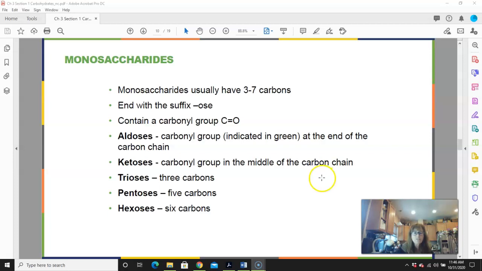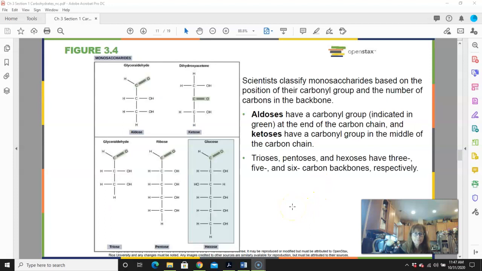We can also classify it in terms of the number of carbons. This is where that information you learned earlier is helpful. If it has 3 carbons, it could be called a triose. If it has 5, it could be called a pentose. If it has 6, it could be called a hexose, etc. So all of these ways are classifying sugars, and what we're looking at here are the simple sugars, the monosaccharides.